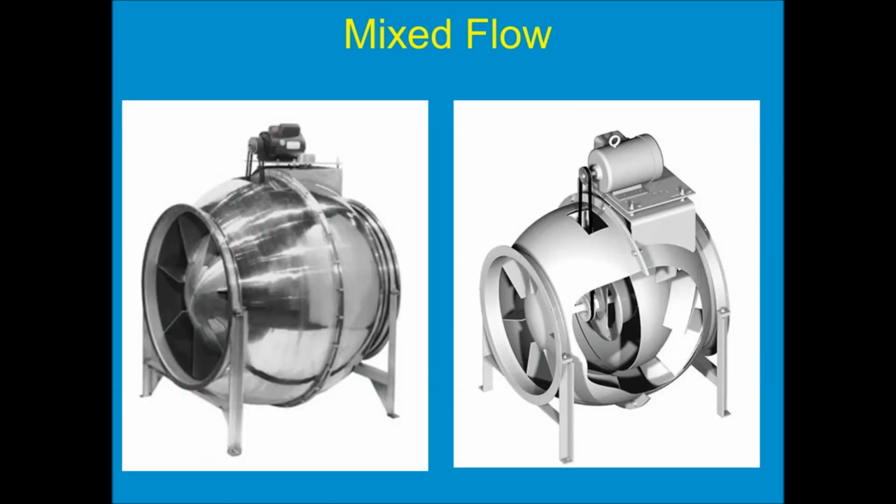Here's an image of a smaller mixed flow wheel. This particular model, the CV fan from Loren Cook Company, is all aluminum. It uses the mixed flow wheel, and we use this a lot in applications such as the exhaust hood above a commercial dishwasher in a commercial kitchen, where the air being exhausted is really moist and has a lot of soap and caustic chemicals in it. And being all aluminum, this fan is a great choice for that.